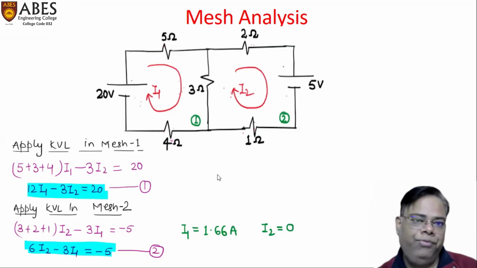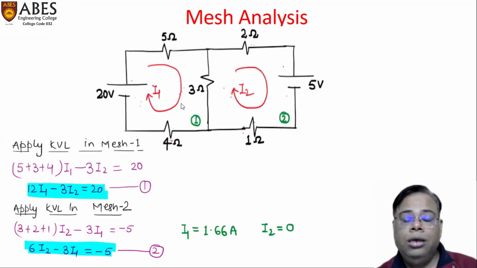Now, if we want to find the current in any particular branch of this circuit, how can it be found? First, we have to find the current in the 5 ohm resistance. It means only I1 will flow in this particular resistance. Then the value of current in the 5 ohm resistance is I1, which is equal to 1.66 ampere. Similarly, the value of current in the 4 ohm resistance is I1, equal to 1.66 ampere.